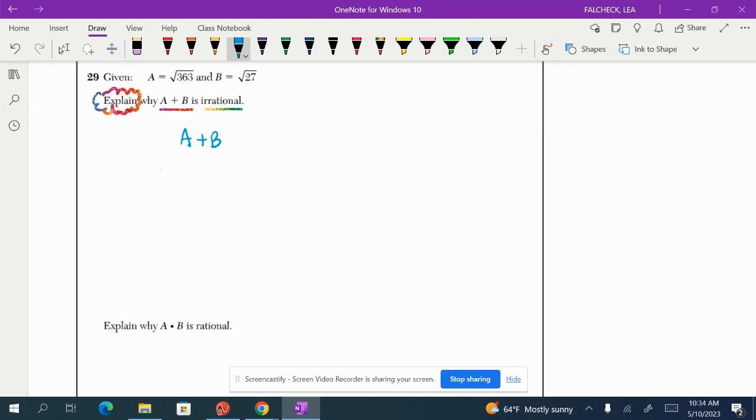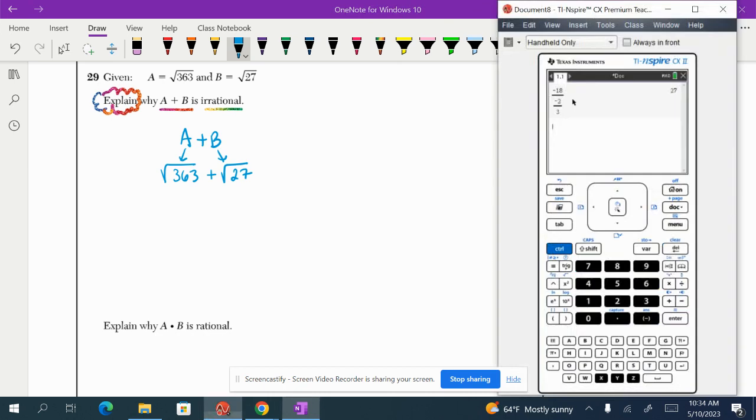So A is the square root of 363, and then the square root of 27 is B. So let's go ahead and put that in our calculator and see what that looks like. So I'm going to have the square root of 363, plus, be careful entering this into your calculator, right? We don't want the 363 and the square root of 27 to be under the same radical. They're under two different radicals and they're being added. Okay, so make sure when you enter this into your calculator, it looks like this.